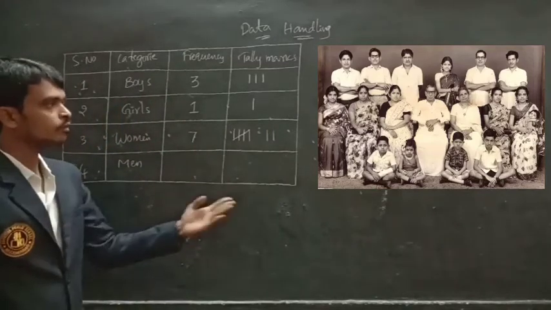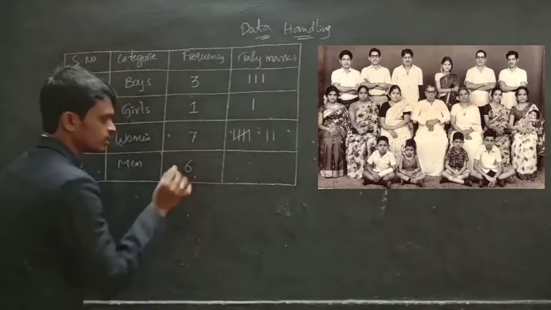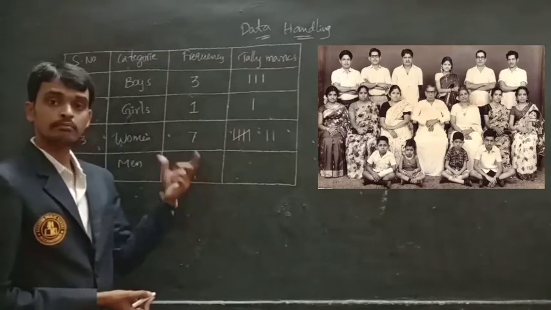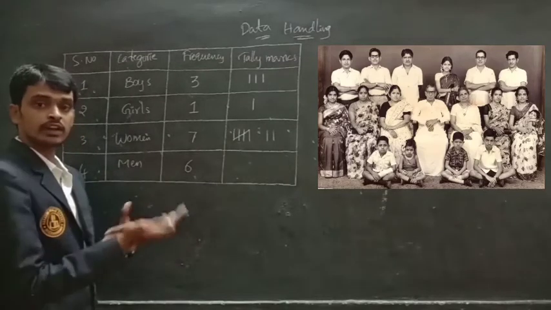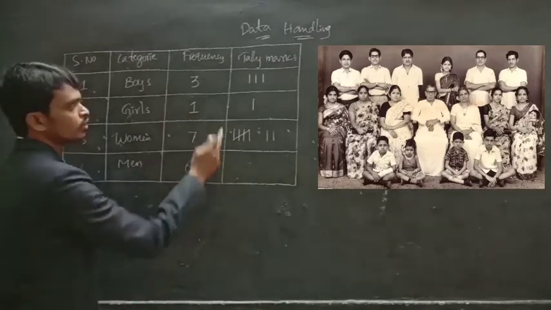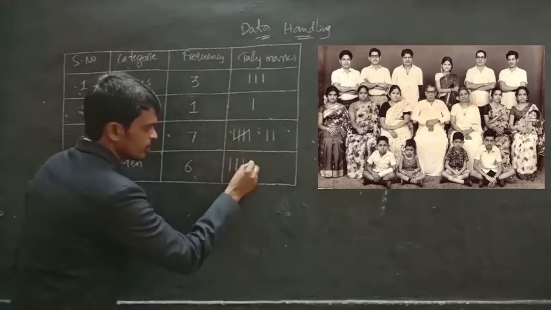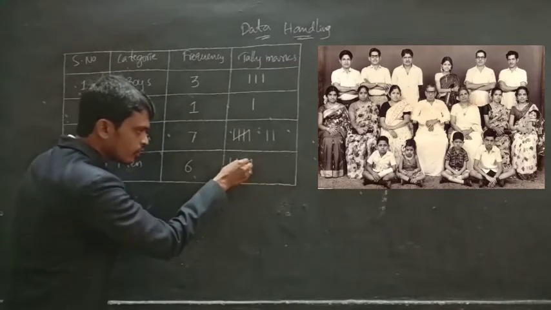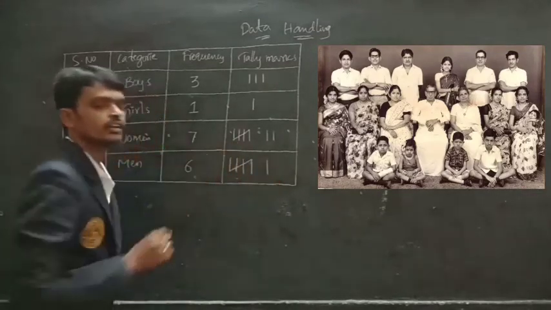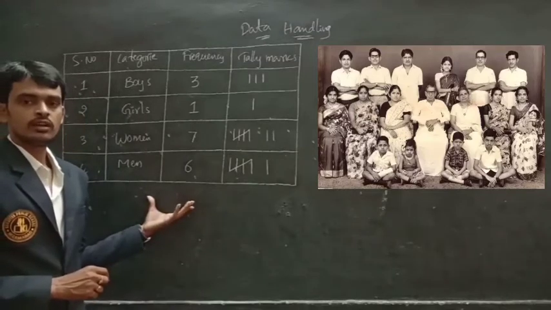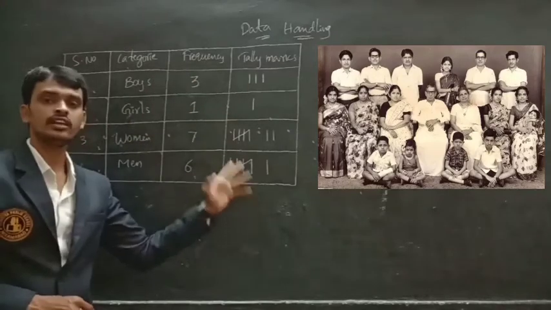Now men. How many men are there in the picture? Yes, 6 men are there. Men is an observation. How many times? 6 times, so that is the frequency. Now tally marks, same as before. First we draw 4 standing lines, the 5th line we cross over the 4 lines, which is a group of 5. The remaining 1 line we draw separately. Like this, for the given data we write the frequency and tally marks.